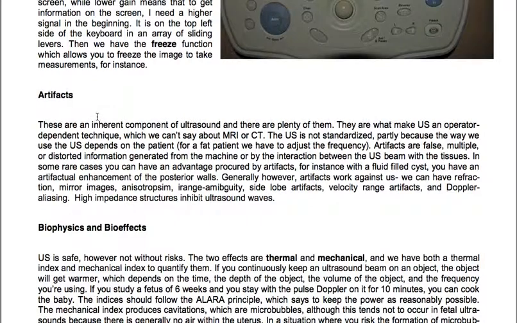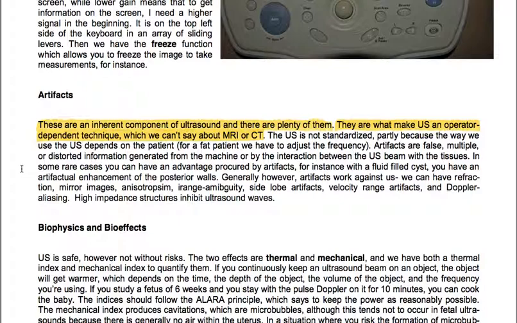Artifacts are an inherent component of ultrasound, and there are plenty of them. They are what make ultrasound an operator-dependent technique, which we cannot say about MRI or CT. Ultrasound is not standardized, partly because the way we use ultrasound depends on the patient. Artifacts are false, multiple, or disrupted information generated from the machine or by the interaction between the ultrasound beam and the tissue. In some rare cases, you can have an advantage produced by artifacts.